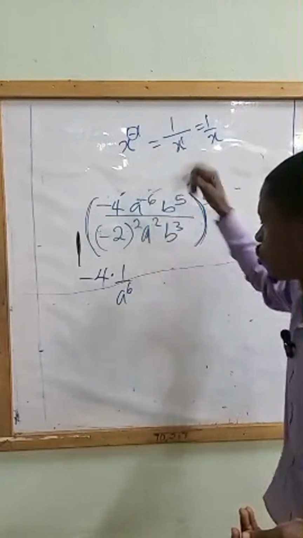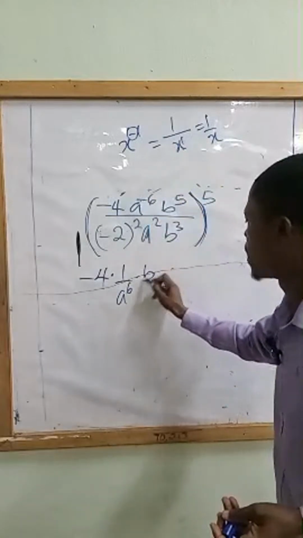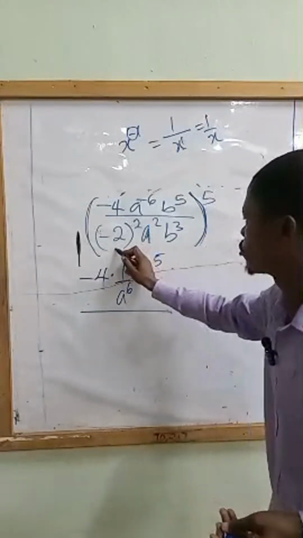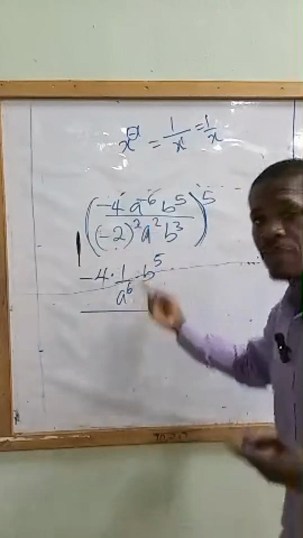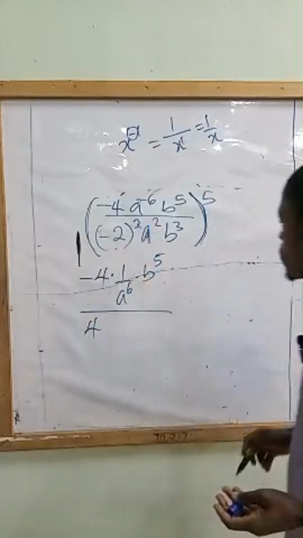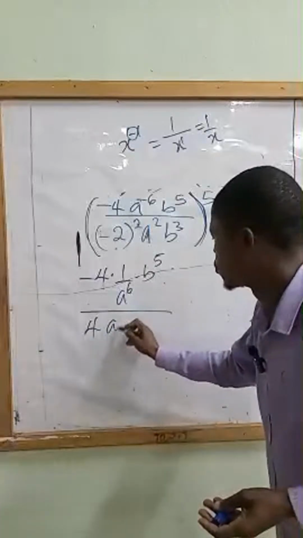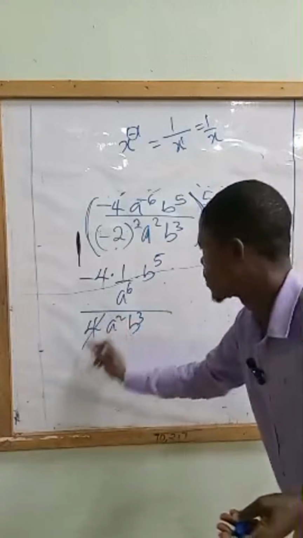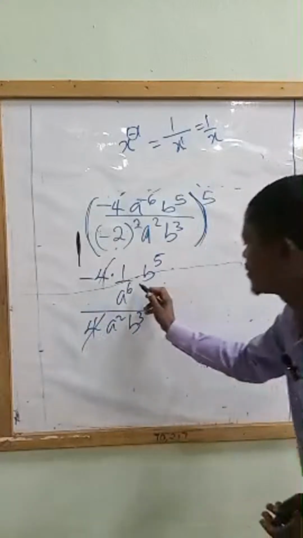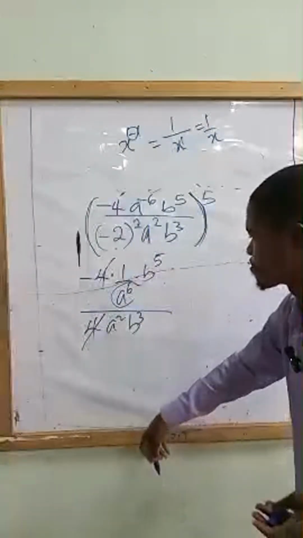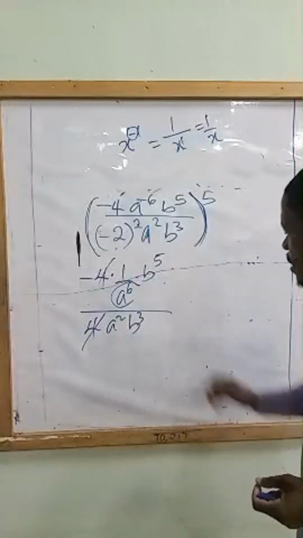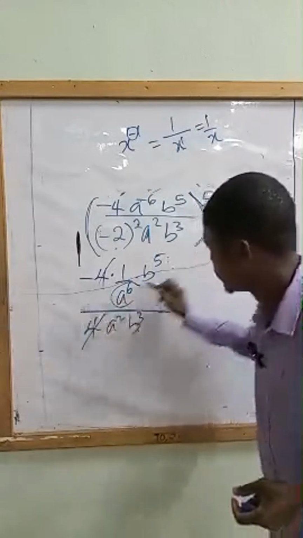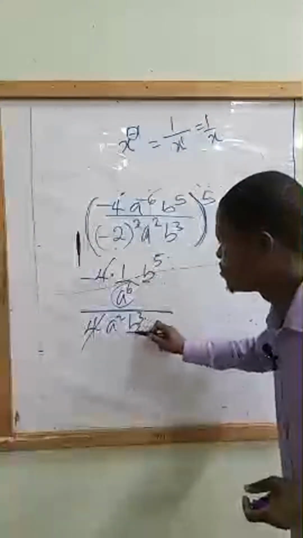The minus is 1 over times b to the power 5, over minus 2 squared. That's minus 2 times minus 2, that's 4, a squared b to the power 3. So this 4 we cancel. Then this a to the power 6 will come down. This b to the power 3 will go up. Because this is division, the same base, the same base.